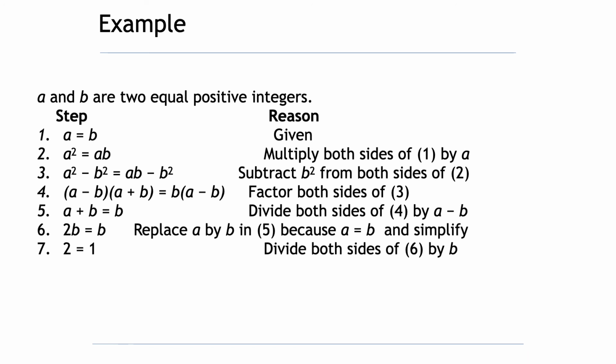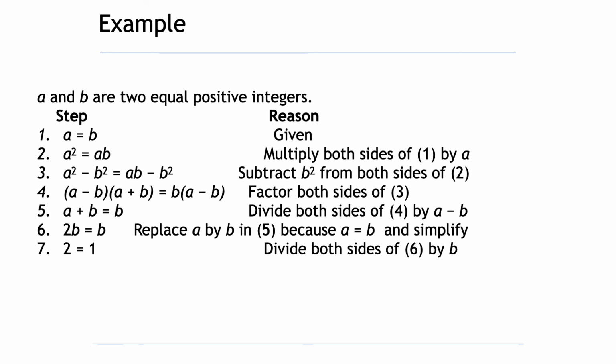If we divide both sides of equation 4 by A minus B, then we get A plus B equal to B. After that, if we replace A by B, remember that A is equal to B, and simplify, we have that 2B equal to B. If we divide both sides by B, then we apparently prove that 2 is equal to 1. So everything looks good. Where is the mistake here?